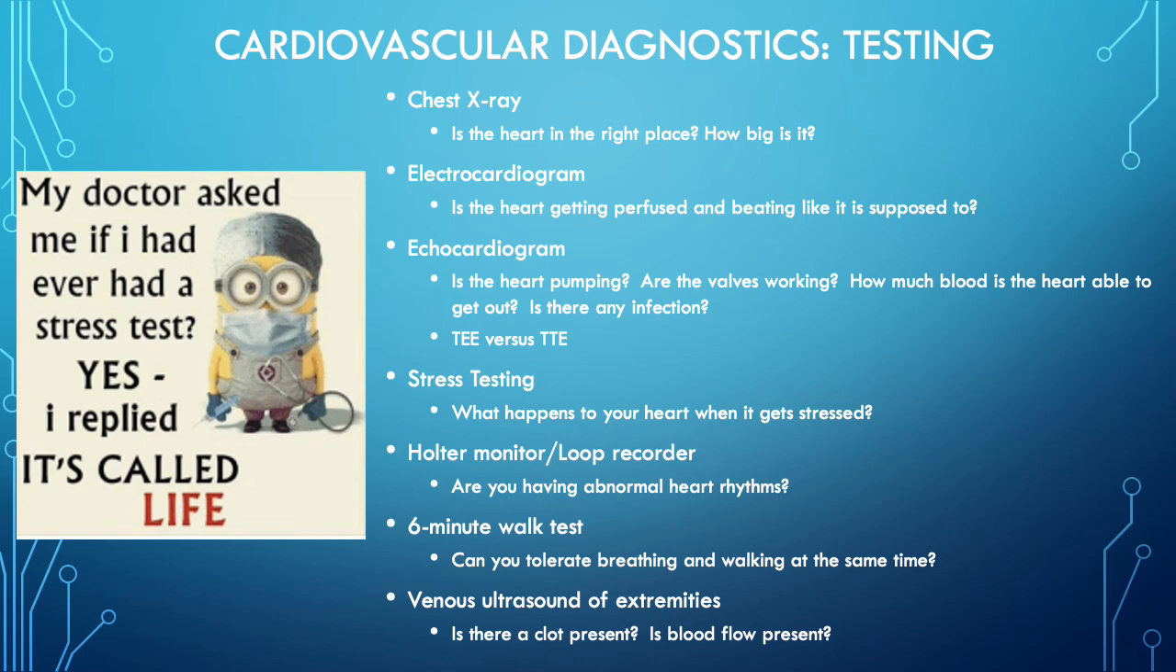We can also kind of see if a patient's ready to go home, how well their basic cardiac function is, by doing a 6-minute walk test. Can they tolerate breathing, walking at the same time? And then to look in the legs, all those leg problems that can happen with the blood vessels, we can do venous ultrasounds, see if there's a clot present or if there is blood flow present as a whole. Maybe if they're having an arterial problem, they may have lost blood flow to their legs.